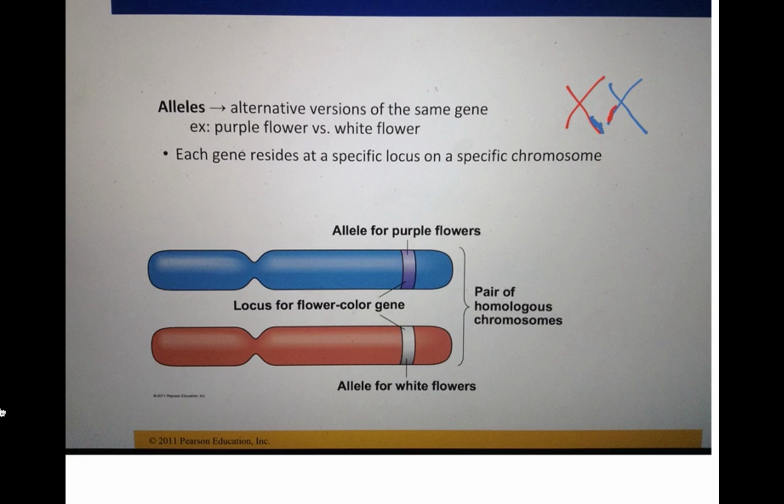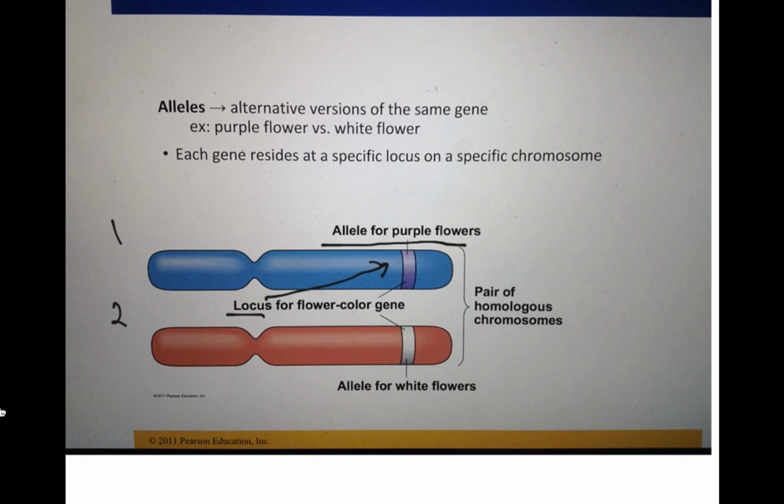In this case, we're talking about flower color. So we have this blue chromosome, call it chromosome 1, and chromosome 2. These are homologous in that they both code for flower color in our pea plants. And what we see is that along these two chromosomes, 1 and 2, there exists an allele, which is a different version of the gene. So flower number 1 has chromosome number 1, which gives it purple flowers. The locus is the location of that gene that codes for purple flowers.